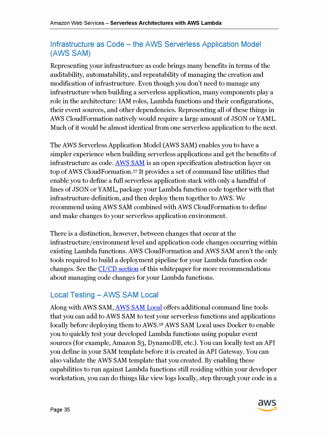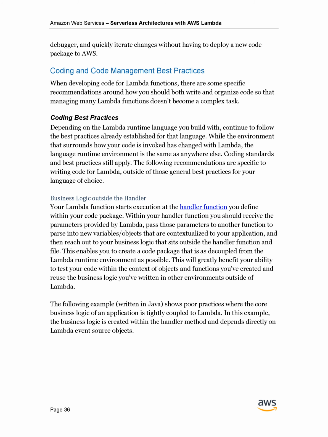You can locally test an API you define in your SAM template before it is created in API Gateway. You can also validate the AWS SAM template that you created. By enabling these capabilities to run against Lambda functions still residing within your developer workstation, you can do things like view logs locally, step through your code in a debugger, and quickly iterate changes without having to deploy a new code package to AWS.